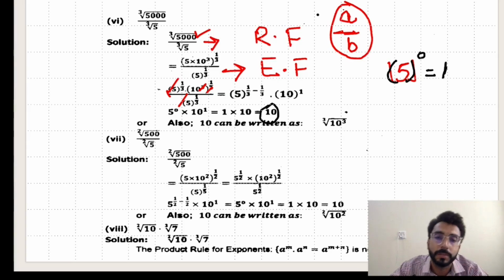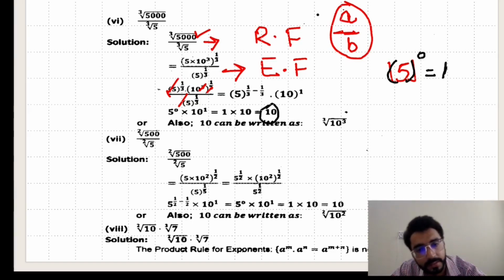Seventh part. Let's look at the seventh part. First of all, let's look at the indices. Yes, indices are same. First of all, we have to convert this radical form into exponential form, just like question number 2. This question number 7 is same as question number 2 above.